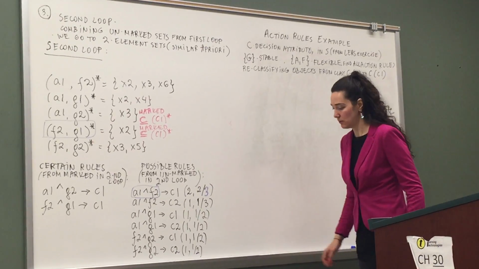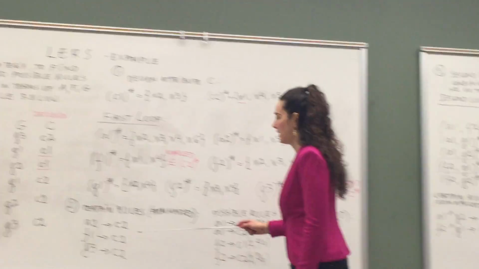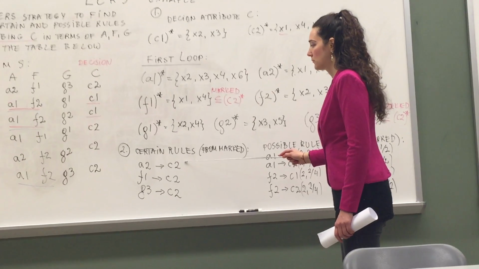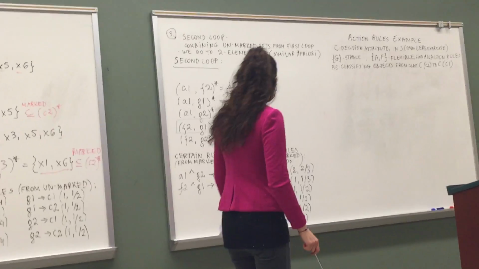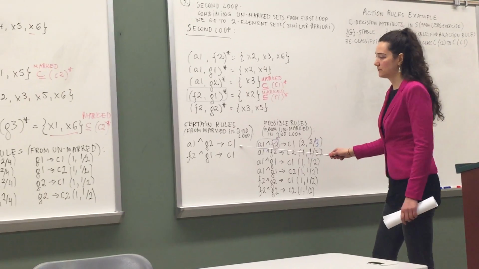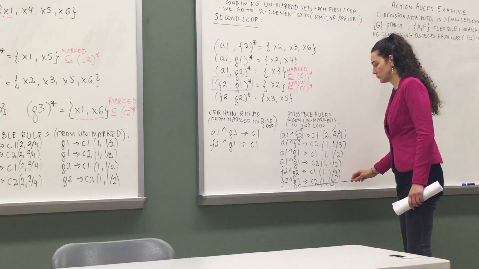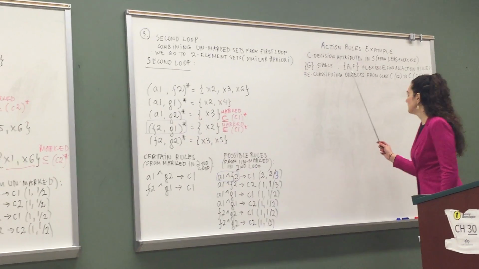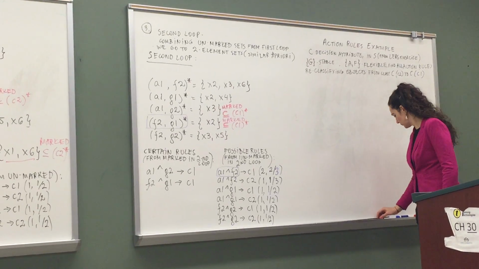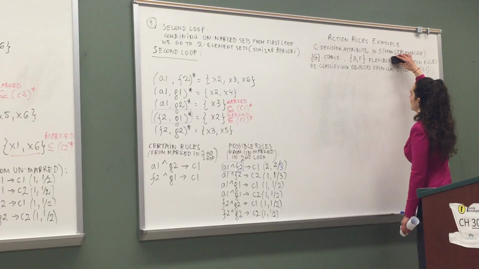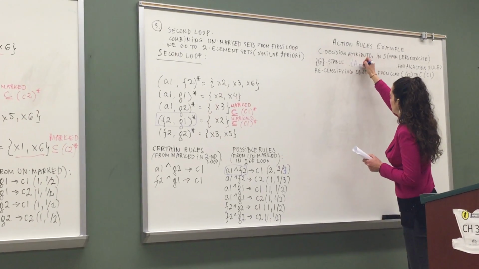So let's see, do we have such rules here? We have one that has C2: A2 implies C2. We have one that has C1: A1 and G2 implies C1. Now A is a flexible attribute, which is good. So I'm going to mark A and F in blue color just to show that they're flexible.